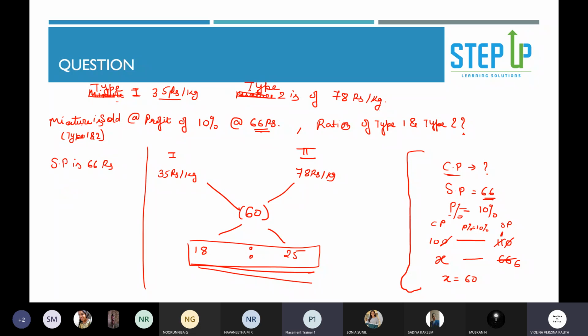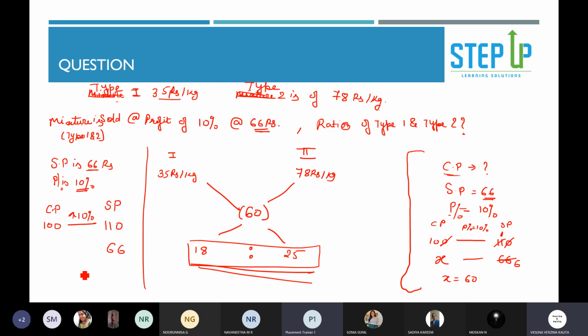Yes, ma'am. Right. And profit is what? 10%. Profit percentage is 10%. So I don't know the cost price and I'm trying to calculate the cost price. If I assume the cost price as 100, and I'm getting 10% profit on it, my selling price will be 110. Agree? Yes. Right?